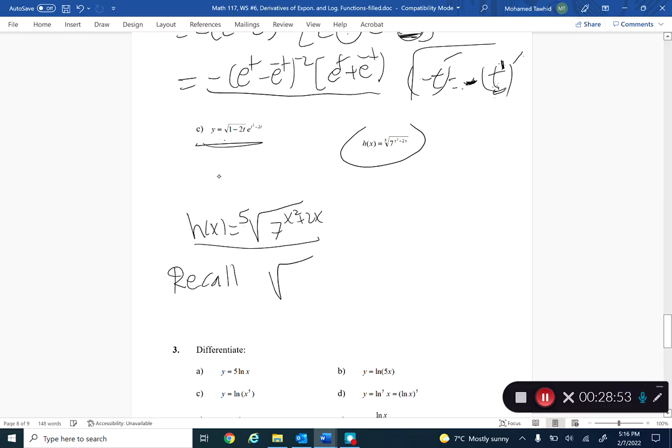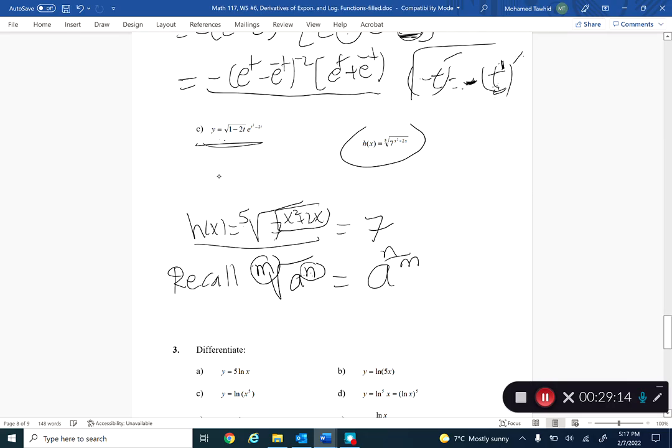So how to switch to exponent? If you have n here and m here, how to get the exponent? The exponent of this is you take whatever inside divided by whatever outside. n over m. So this one, what is n? That is whatever inside: x squared plus 2x.